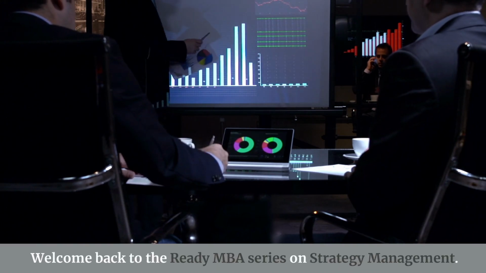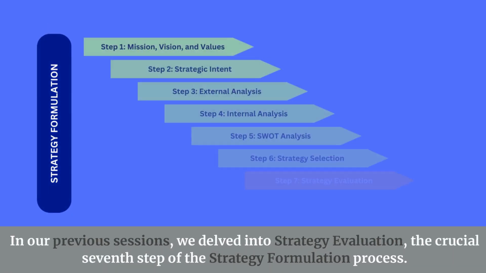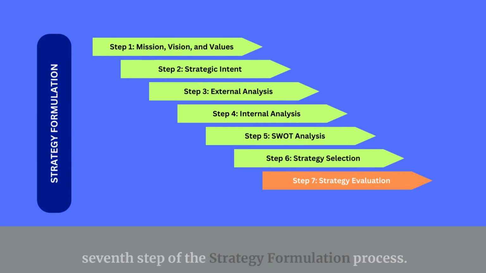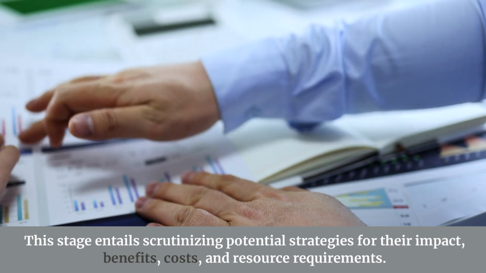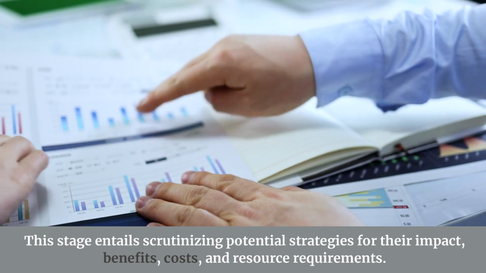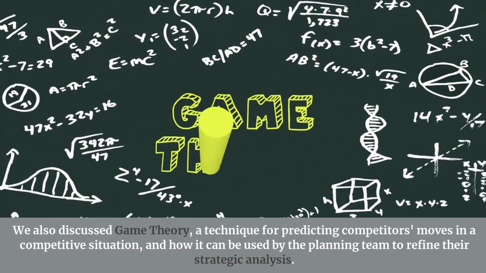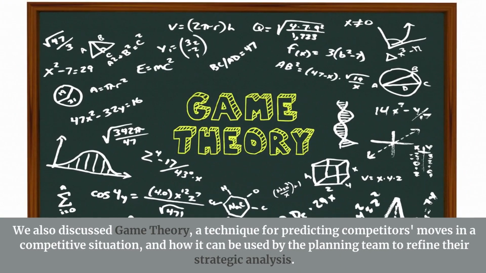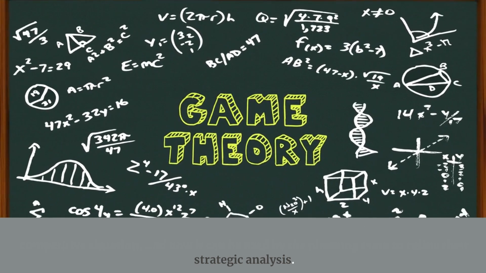Welcome back to the Ready MBA series on strategy management. In our previous sessions, we delved into strategy evaluation, the crucial seventh step of the strategy formulation process. This stage entails scrutinizing potential strategies for their impact, benefits, costs, and resource requirements. We also discussed game theory, a technique for predicting competitors' moves in a competitive situation, and how it can be used by the planning team to refine their strategic analysis.